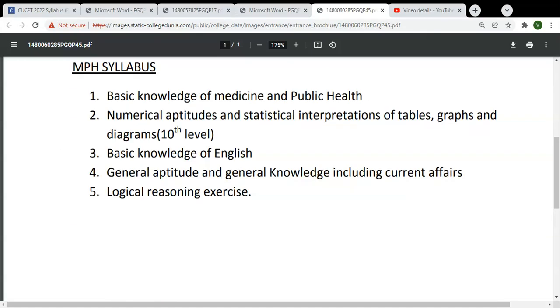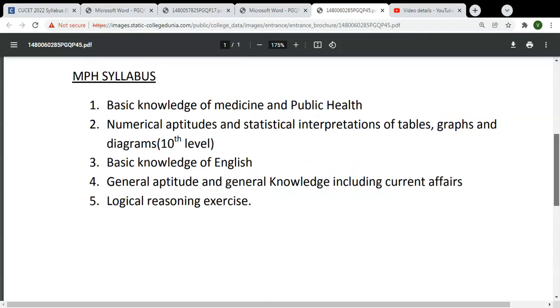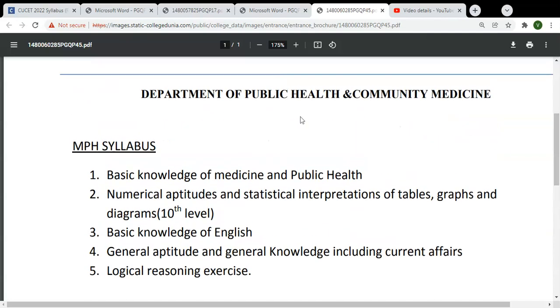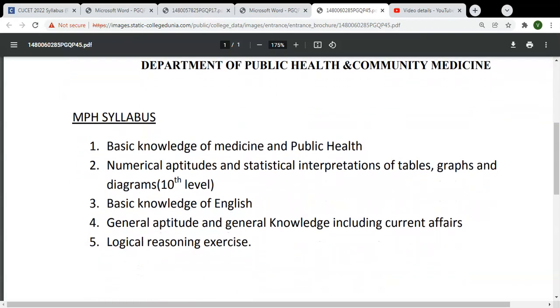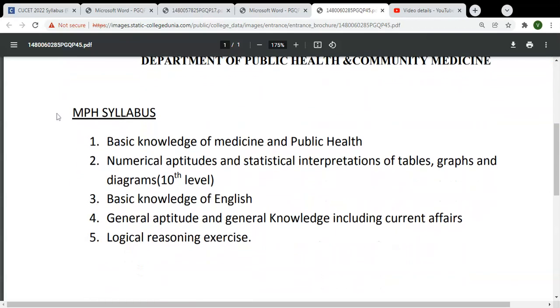So friends, here I have taken this from the website of this college, but what they are not telling you is that there is no guarantee of a particular syllabus here, because if you read it you see basic knowledge of medicine and public health, so it doesn't declare any specific questions which you will be asked.